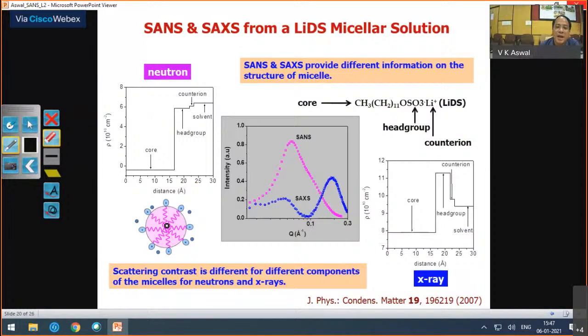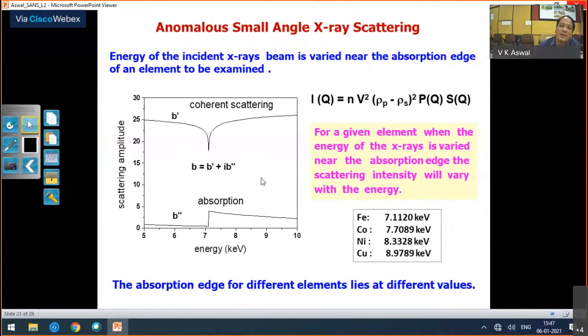incident energy or wavelength, you can do anomalous small angle X-ray scattering. What is anomalous small angle X-ray scattering? What is done is the energy of the incident X-ray beam is very near the absorption edge of an element to be examined. So let's say for a particular element you want to change the contrast. So what you do is vary the energy of your incident X-ray near the absorption edge of that element.